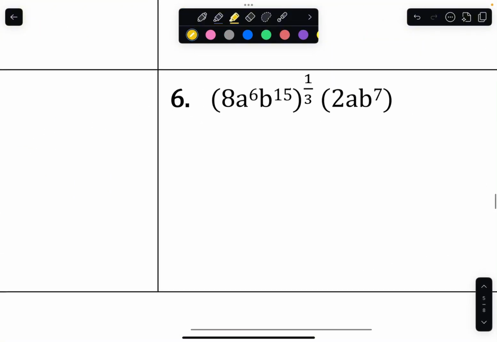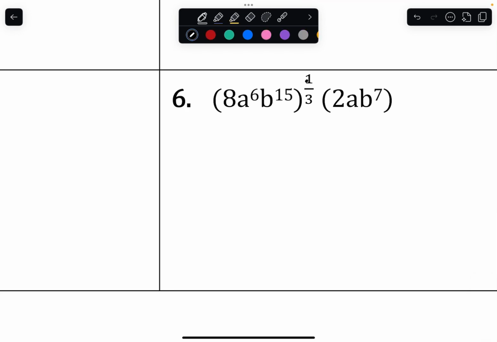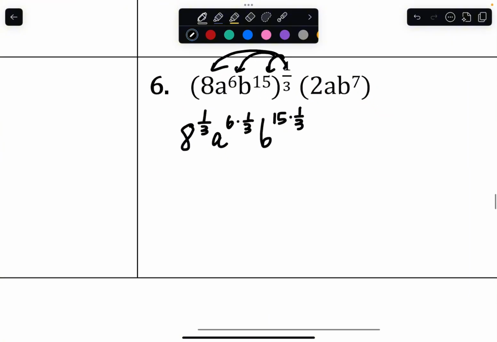Okay, last one, most challenging one. Every term inside these parentheses is going to get a 1/3 power. 8 is the coefficient, he gets the 1/3 power. A is the base, he already had an exponent, so those exponents get multiplied. B is the base, 15 is the exponent, and now we're giving him another exponent, so they get multiplied. And then this 2ab to the 7th, there's nothing to distribute, and so we just write it down.